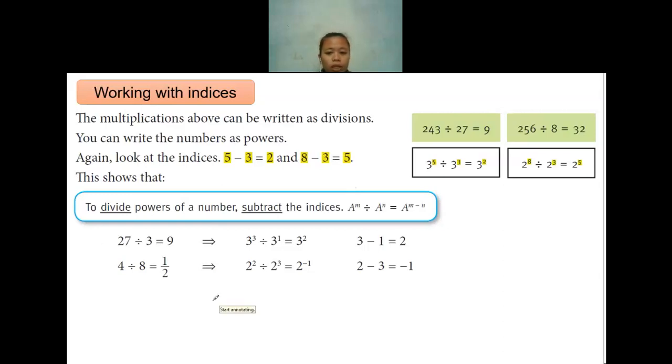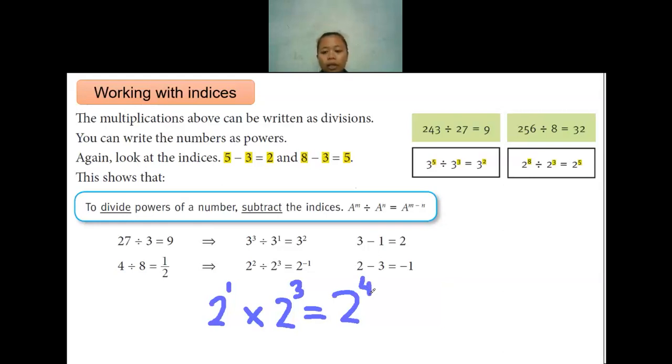Okay, someone asked me if it is 2 times 2 to the power of 3. A good question, thank you, Ethan. Here, if we have any number without any power, it means the power is 1. So the result will be 2 to the power of 1 plus 3. 1 plus 3 is 4.